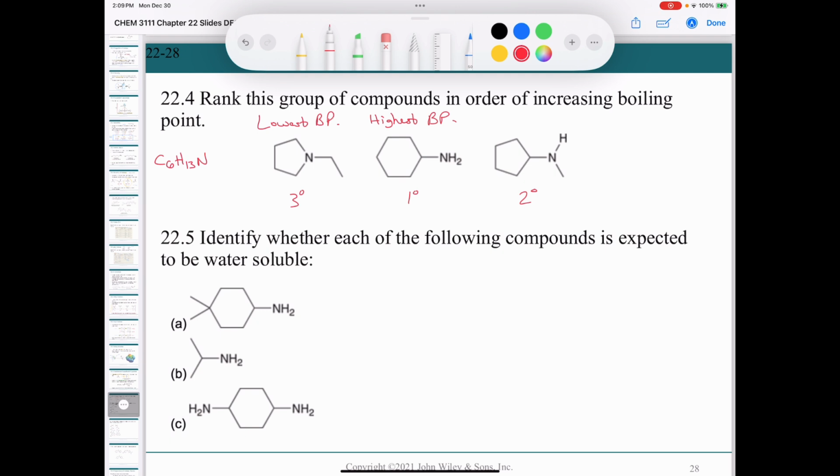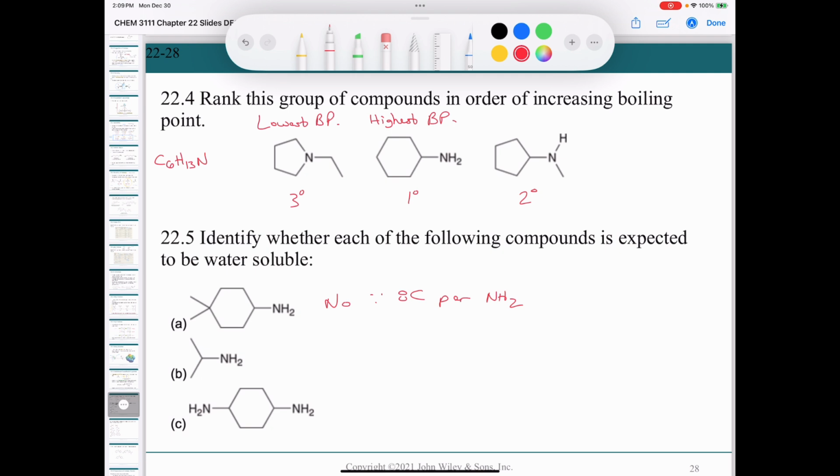It says to identify whether each of the following compounds is expected to be water soluble. Well, if you remember, our rule was if we had 5 carbons or less with every nitrogen, it's going to be water soluble. And you can see that in the first compound, we have an NH2 group, which would help to render the compound water soluble, but it has a total of 8 carbons. And so we're going to say, no, this compound will not be water soluble since it has 8 carbons per NH2.